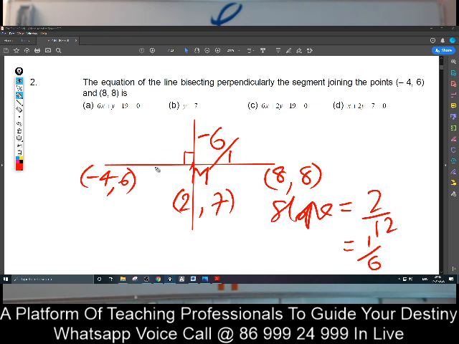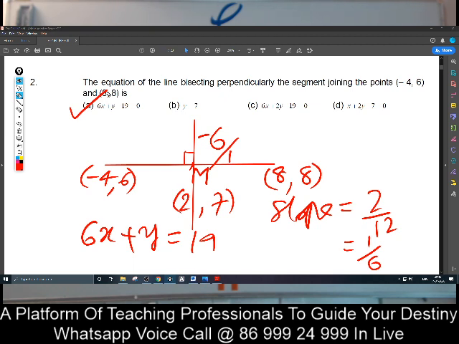Line equation, please. Now you have to recognize this like this. The line equation will be, just now I told you the short form: multiply the numerator with x and the denominator with y, that is 6x plus y, and minus is there, so put plus here, and substitute the point. 6 into 2, 12, 12 plus 7, 19. So 6x plus y is equal to 19. Option A is the answer.